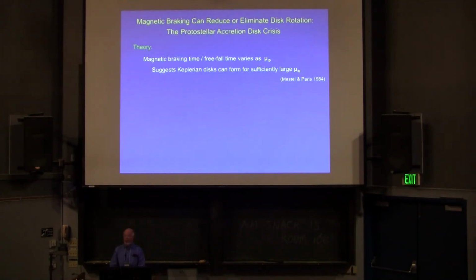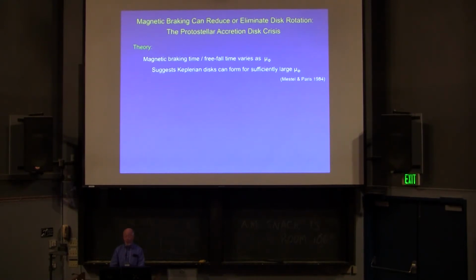Okay. Now we go back to the role of magnetic braking. If you remember, when I was describing some of the classic papers, people pointed out that magnetic fields could essentially move the angular momentum, and that was good. That would allow stars to form.